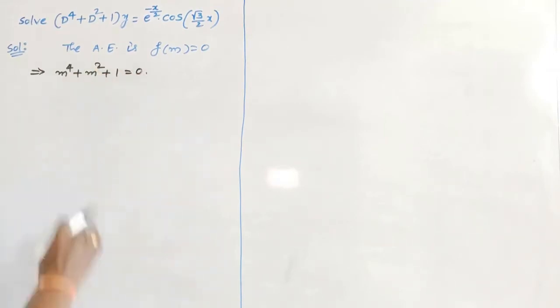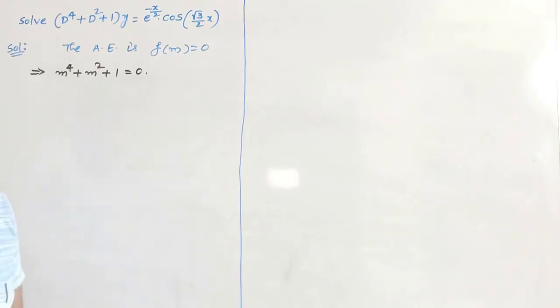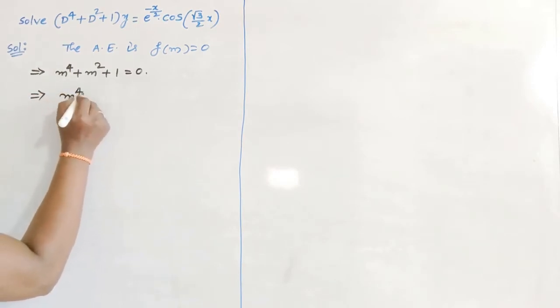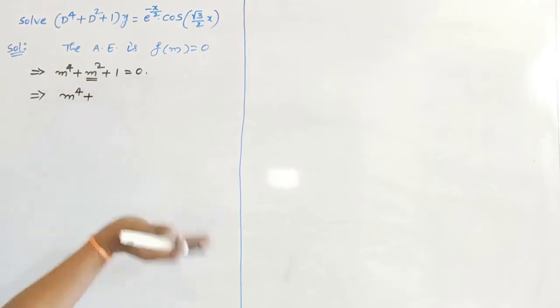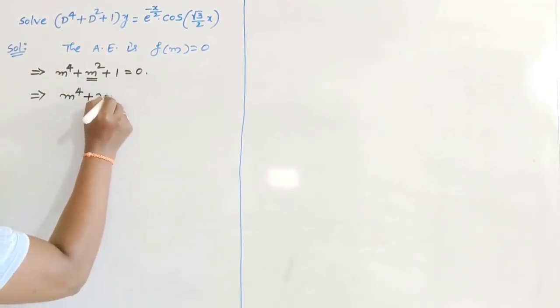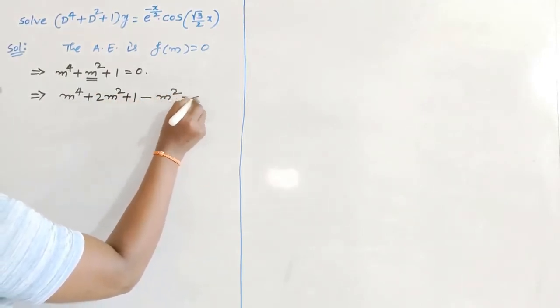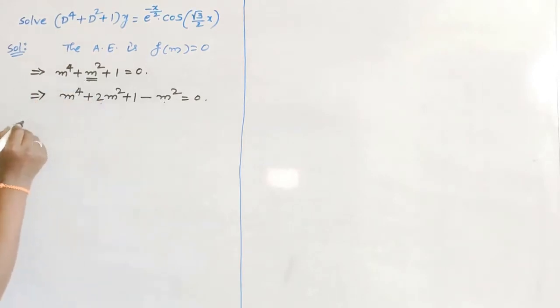Clearly we are observing that this is a fourth degree algebraic equation in terms of m, so m has exactly 4 roots. For getting those roots, here in m^4 plus, in the middle term we have only m^2. I am adding another m^2, so 2m^2 + 1. Now subtract m^2 is equal to 0. So 2m^2 minus m^2 is nothing but plus m^2.